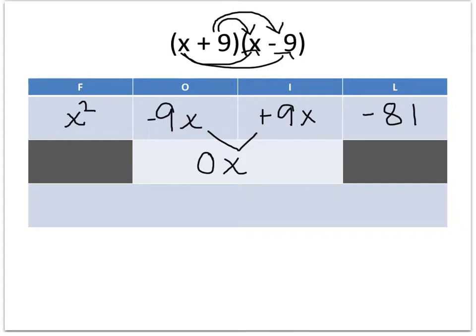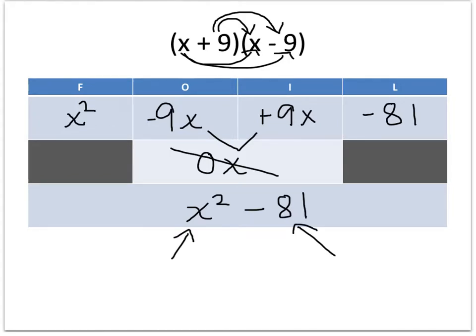So x squared plus 0x minus 81. Well, I don't write 0x. So that term, it just goes away. I'm left with x squared minus 81. So there was my disappearing term. This is a special kind of binomial. This is called the difference of 2 squares.